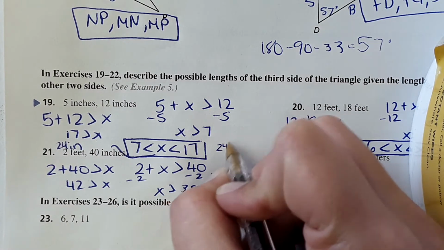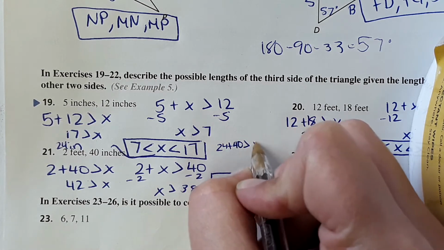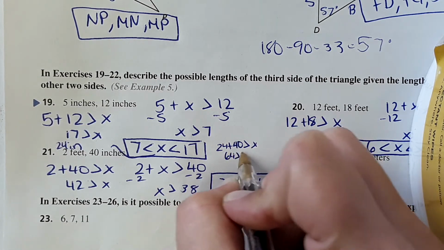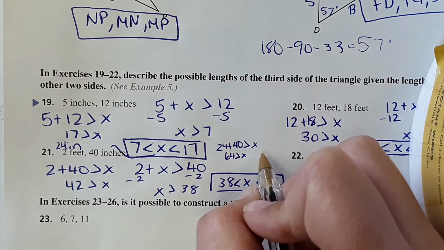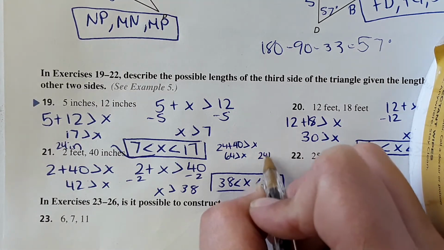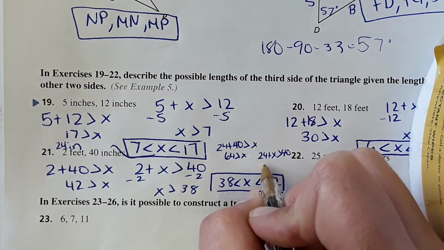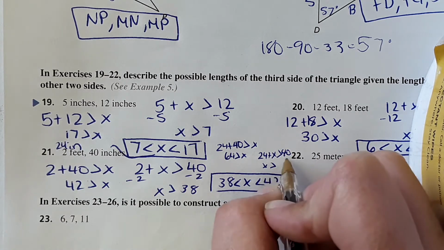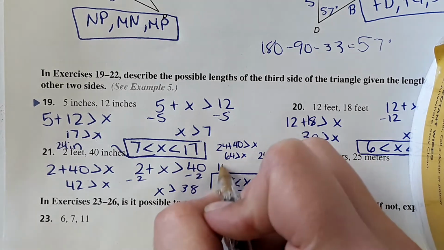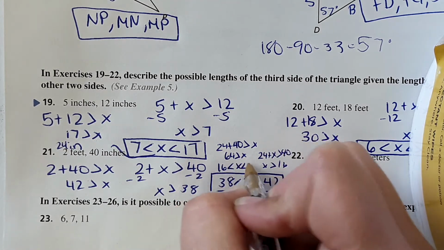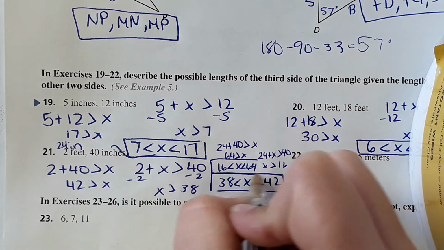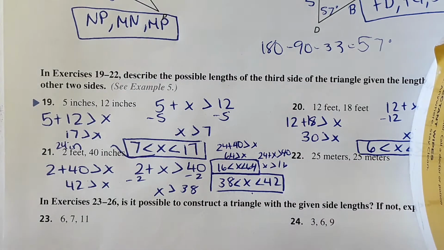Okay, so 24 plus 40 per x, so that'd be 64. Good call. And then 24 plus x greater than 40. So x would be greater than 16. So 16 and 64. So this is actually the correct answer, and this would be if you're doing inches.